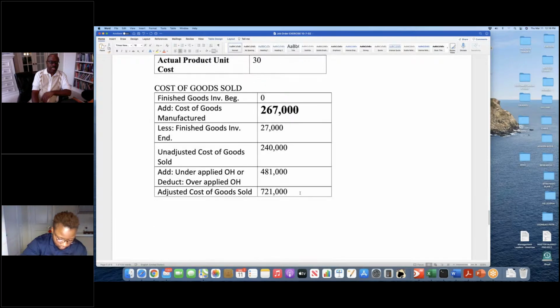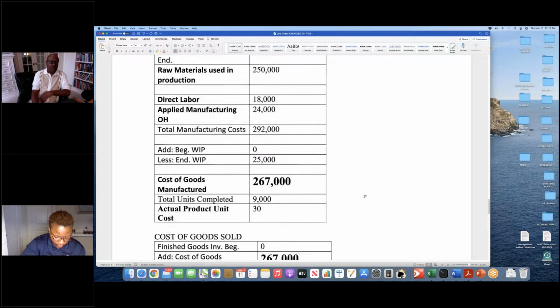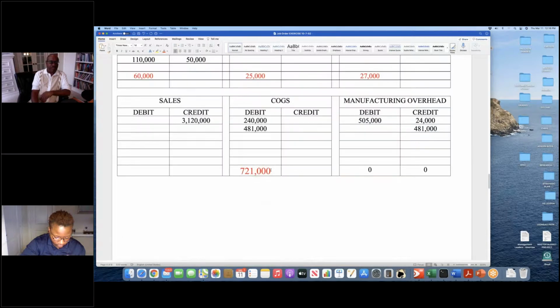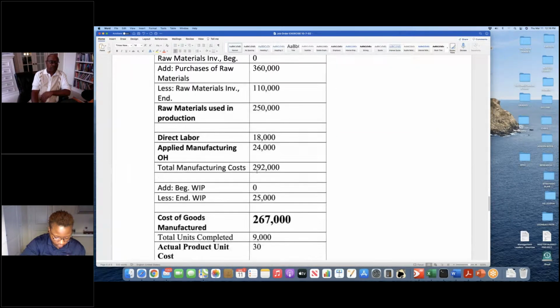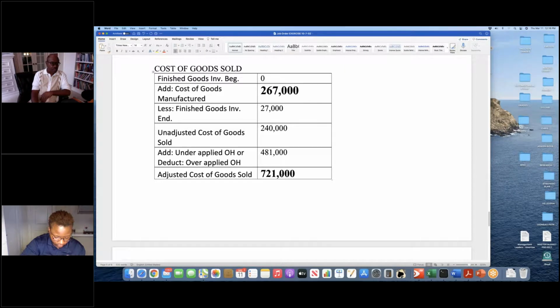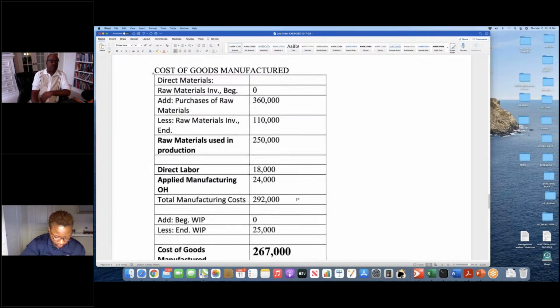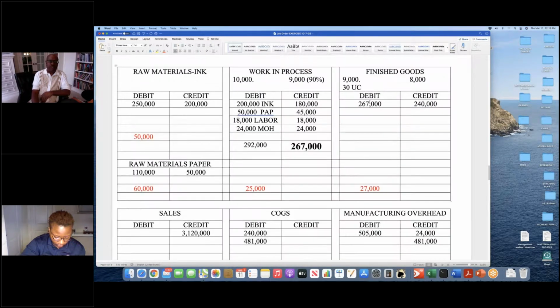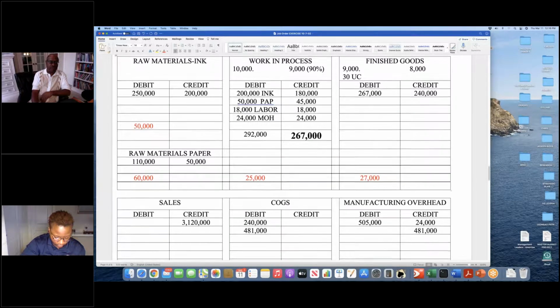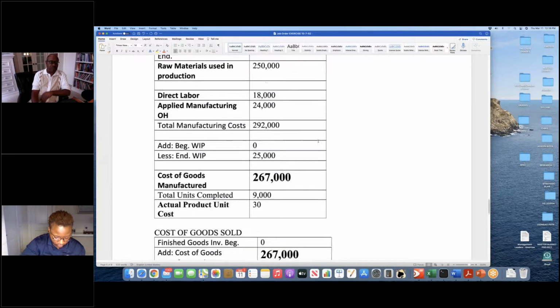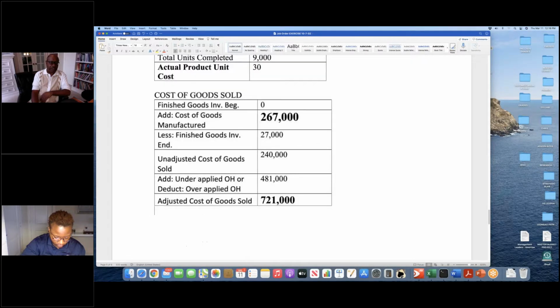So once again, you've got a place to get your answer to the statement. That ending balance in this T account gives you the cost of goods sold. What you transferred to finished goods in this T account gives you the cost of goods manufactured. So just kind of study that.